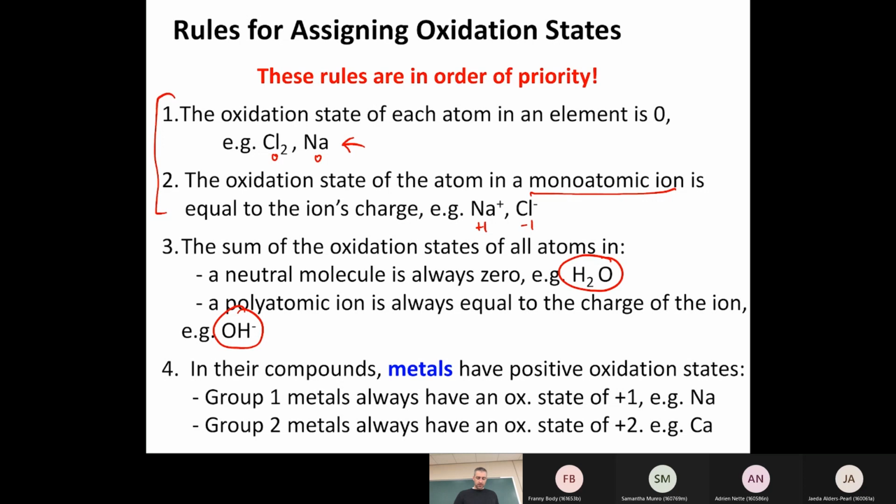In compounds, metals will have positive oxidation states, generally speaking. Group 1 metals, which are the alkali metals, the first column in the periodic table, are always +1, unless they're in rule 1, which means they're an element, in which case they're 0. Whenever they're in a compound, they're always +1. Group 2 metals, which are the alkaline earth metals, beryllium, magnesium, calcium, strontium, all will have oxidation states of +2, always. A couple of rules here that pen in what we're able to apply.